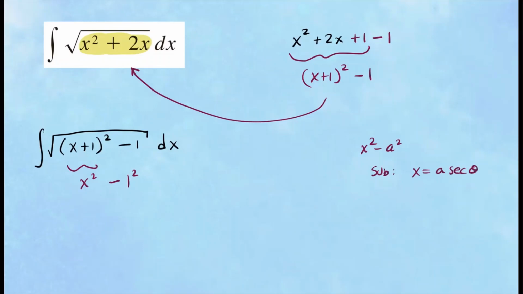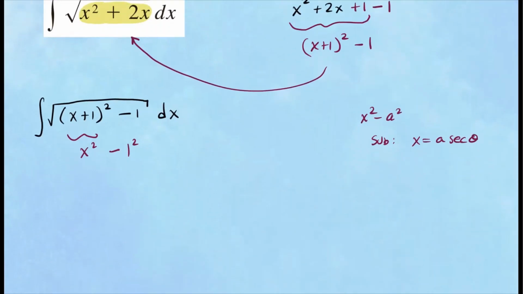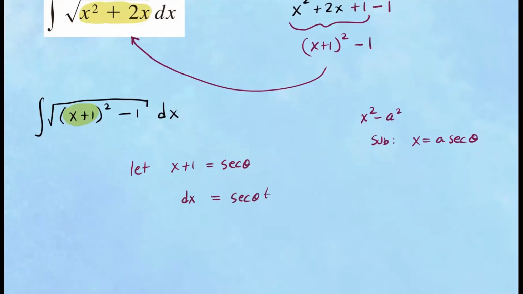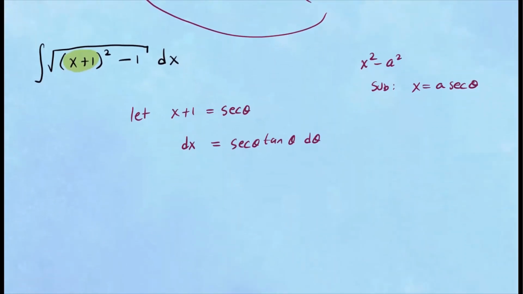So that's the form we have, except we don't have just x squared, we have x plus 1 being squared. So we're going to make the following substitution. We're going to let this be treated as x. So we will let x plus 1 equal, a is 1, secant theta. So that means if I take the derivative on both sides, derivative of x, that's just 1. So we have dx, derivative of 1 would be 0. Derivative of secant, that's secant theta times tangent theta, d theta. All right, so this is what we're going to replace back into our integrand.